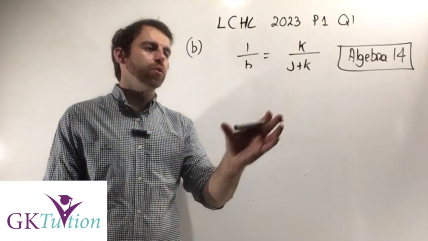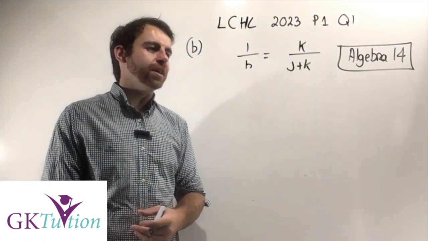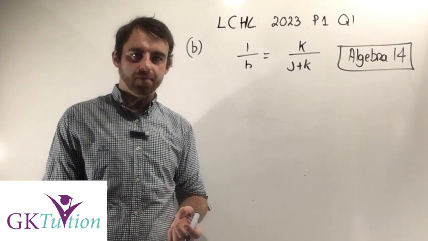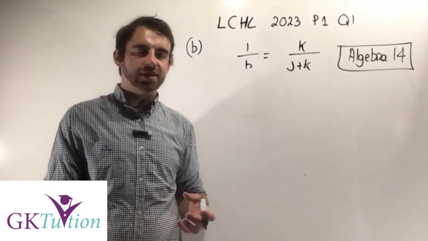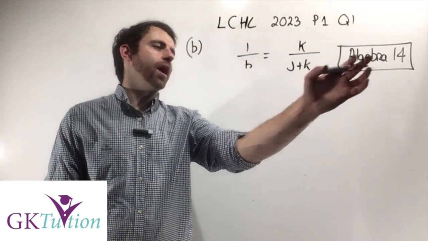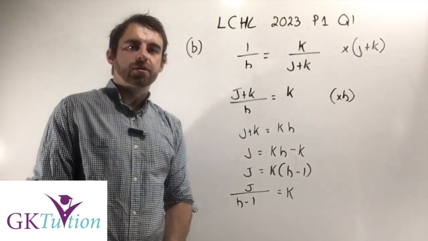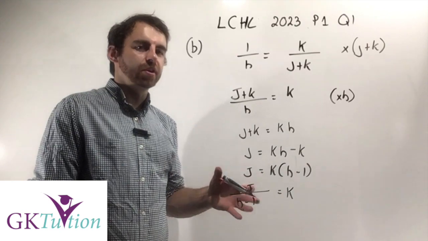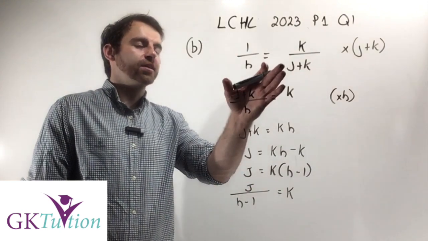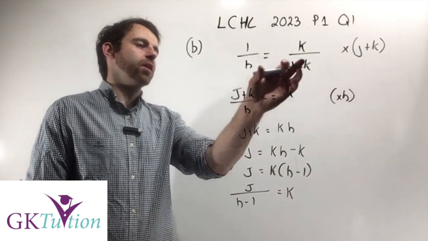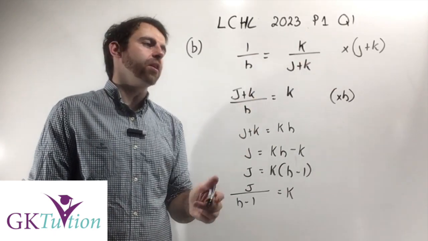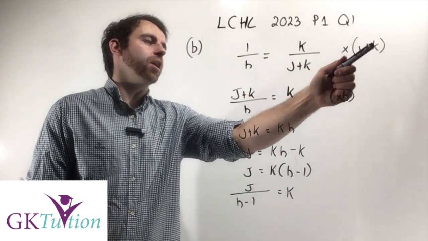In part B, we're given the following equation, and we're asked to get k in terms of h and j. If you want to practice similar questions to this, go to our website and look at Algebra 14, which is similar questions. It's manipulation of formula. There's a number of different ways of doing this one, but certainly the first thing you should try is to eliminate the fraction. The first thing I did was eliminate the fraction on the right hand side by multiplying both sides by j plus k.